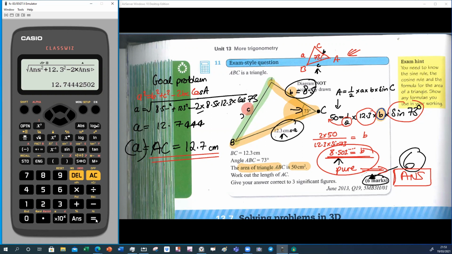That's okay. So I'm hoping you're all happy with that examination style question, which is combining area from sine, using the half ab sine C, with the cosine rule in one question. But they haven't told you that they're doing that. You have to know. Okay, lovely.